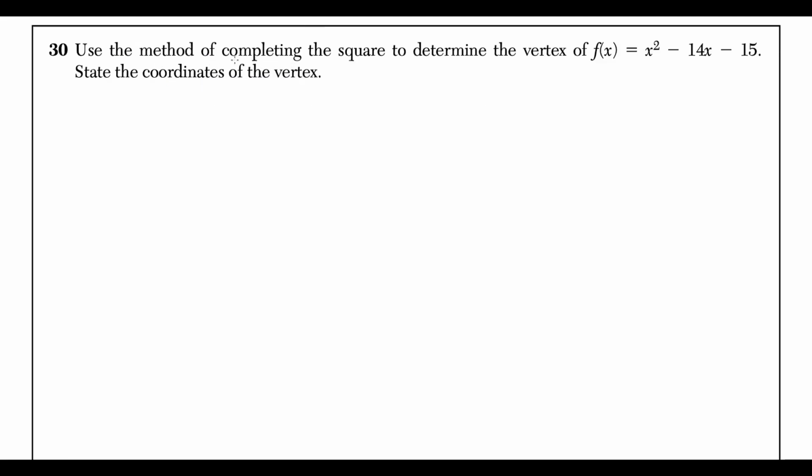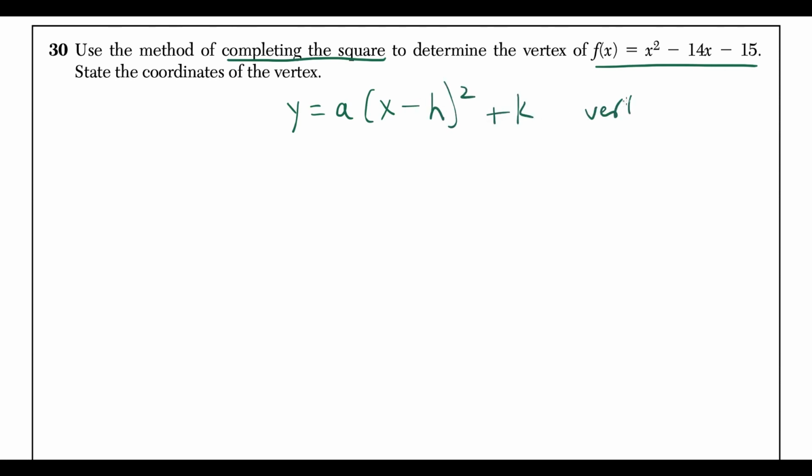So question 30, they're telling us to use completing the square to determine the vertex of this function here. And this is a quadratic function. And then we have to state the coordinates of the vertex. So what you need for this question is you have to know the vertex form of a quadratic equation, which is a times x minus h squared plus k. And just know the vertex in this formula is the point h comma k. So we need to turn this function f of x into this form.